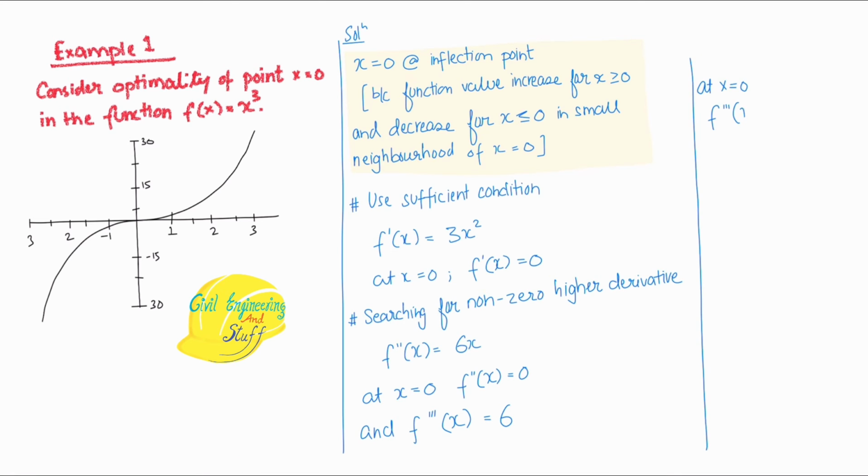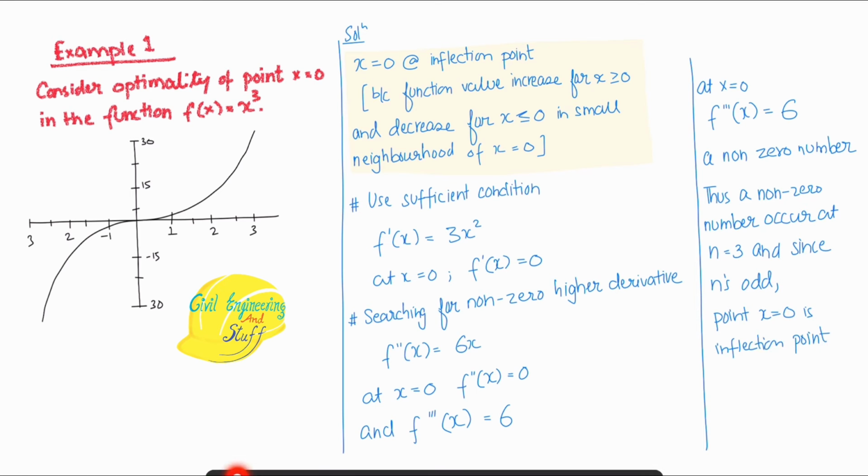So as per the sufficient condition, the third derivative is a non-zero number, that is n is equal to 3, and since n is odd, it is a point of inflection, right? So using the sufficient condition, we have justified that x equal to 0 is a point of inflection.